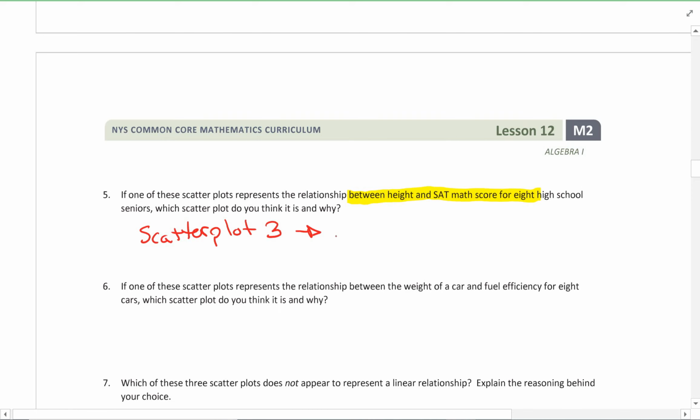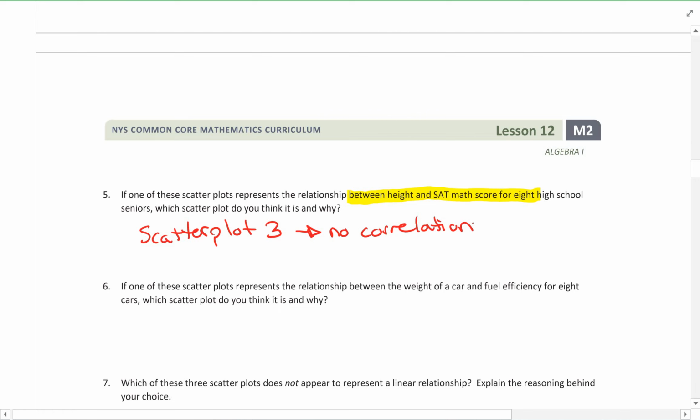It doesn't make sense to have SAT math scores be dependent on someone's height. Unless we're talking about, I don't know, Isaac being short or something like that. I'm just saying. But again, scatter plot 3 is talking about there is no correlation. No correlation between these.